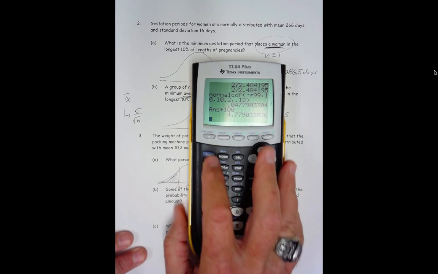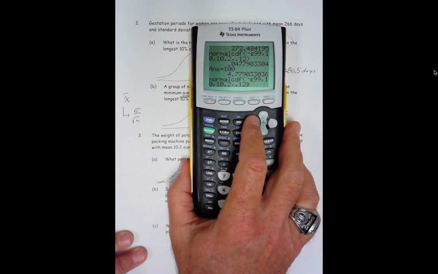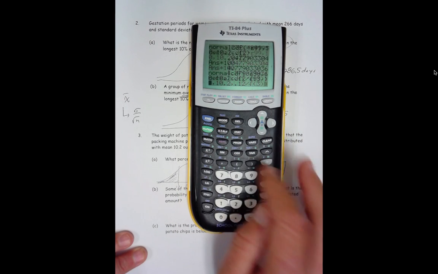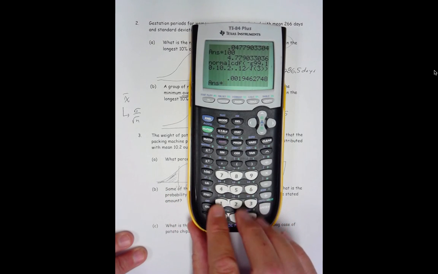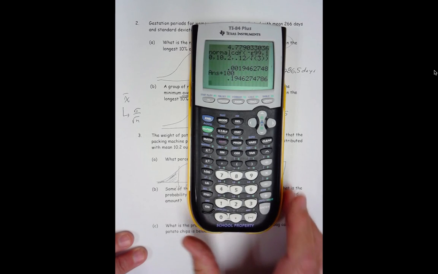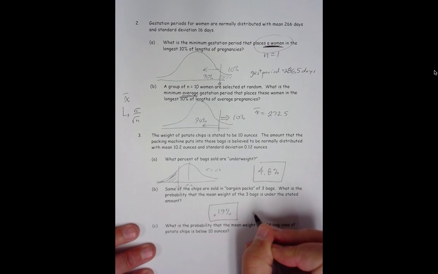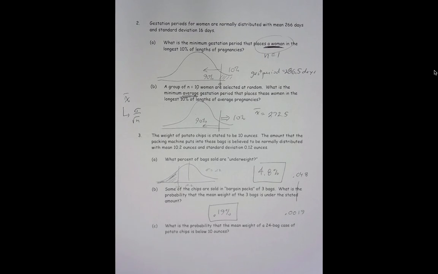Well, it's going to be a lot less because of that whole variability thing. And what I can do is I can go normal CDF again, and you can see all I need to do now is come in and divide by the square root of 3. Very, very, very unlikely. Convert it to a percentage. So only 0.19%. Now, this is 0.048. This is 0.0019. In case your percentages and decimals are lacking just a little bit.